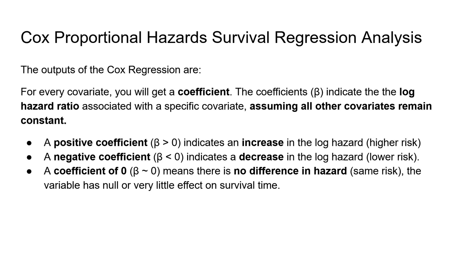Okay, and so again, the outputs of a Cox regression are the coefficients. These are what we're going to look at. These are beta coefficients and indicate sort of the log hazard ratio. Assuming we hold all other covariates constant, we can look at that beta. If that's a positive beta, that means an increase or a higher risk. If it's a negative beta or a negative coefficient, that's a lower risk. And if it's 0, it means there's no difference in the hazard. It doesn't mean there's no risk. It just means there's no difference in that hazard among those groups.